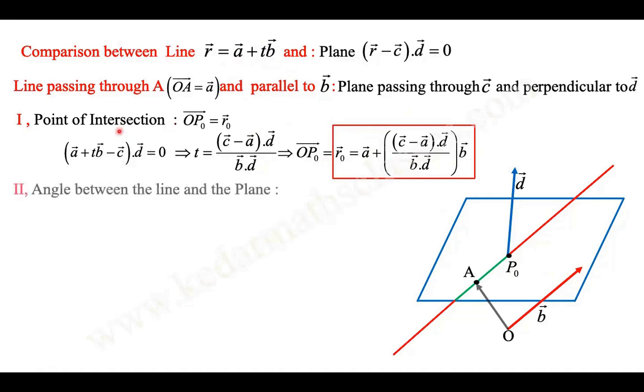So the first part is clear. Now let us see the second part. Angle between the line and the plane. Here you observe, this is the line.